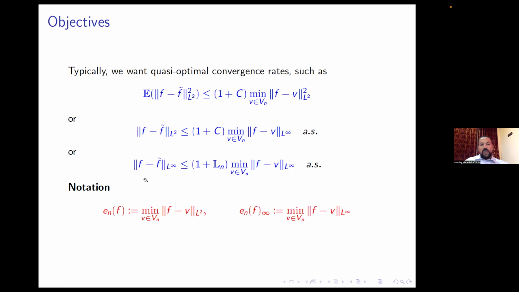So just for later, let me introduce this notation. I'll call the best approximation in the least square sense En of f, and the best approximation in the uniform sense, assuming, of course, that the functions in Vn are all bounded, we'll call it En f with the infinity as a prefix.